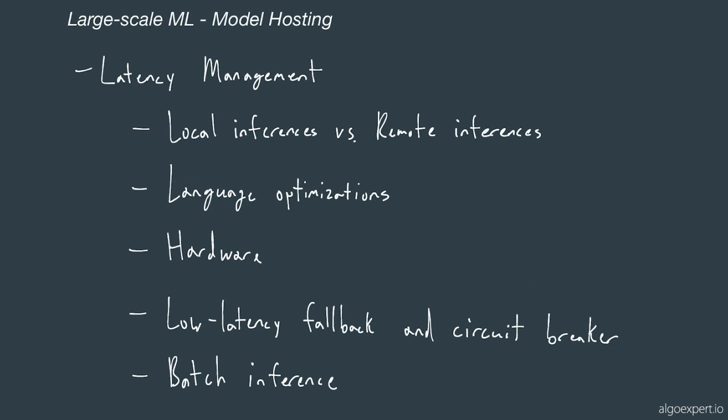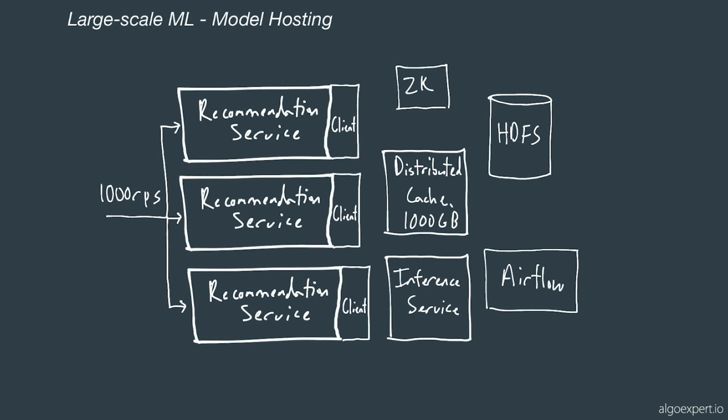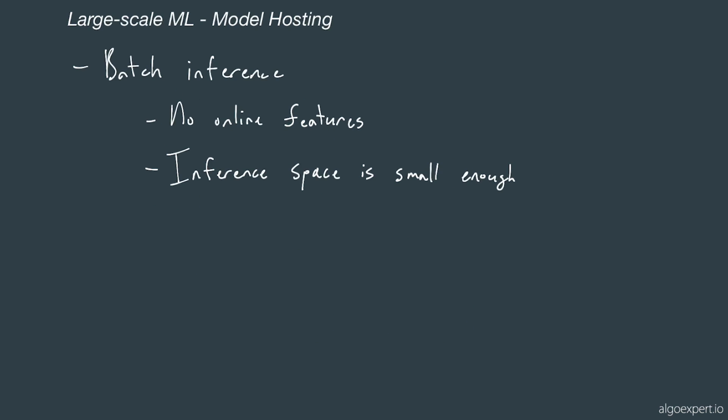Now, another interesting way that we could perform inferences is by batch inferences. So instead of having an inference server, what we could do is just store all the pre-calculated inferences on the distributed cache itself. So when would this be a good idea? Well, generally, we want minimal or no online features, which we talked about earlier in the video. We also want to make sure that the inference space is small enough.